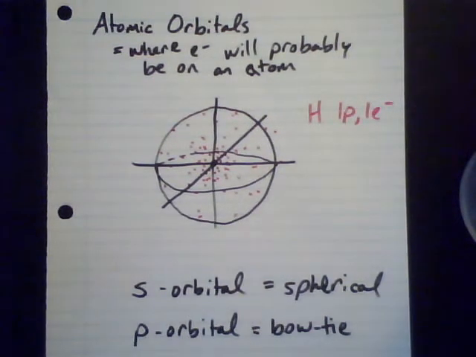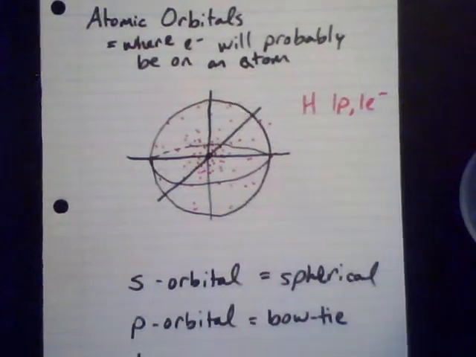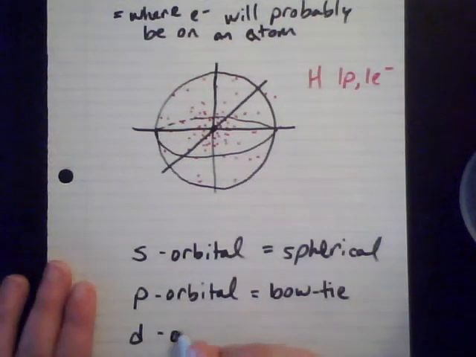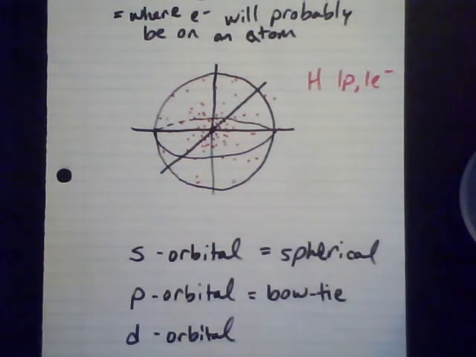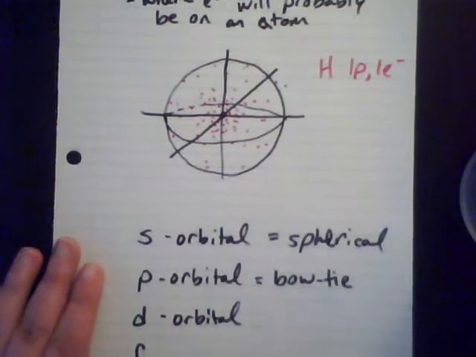And I'll show you a picture of those in a second. D orbitals kind of look like flowers. One of them looks like a p orbital with a hula hoop. They have some wackiness. You can see pictures of them if you just Google them online or in your book.